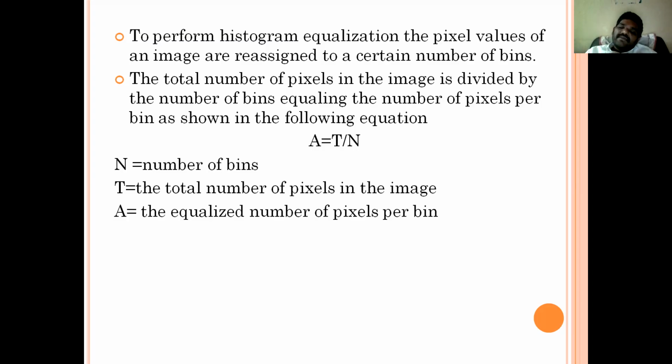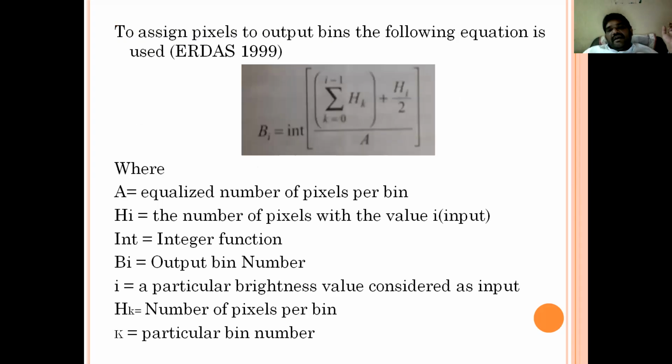The formula is A equals T by N. Where N is the number of bins, T is the total number of pixels in the image, and A is the equalized number of pixels per bin. After that, here is the formula to assign pixels to output bins. The following equation is like this.